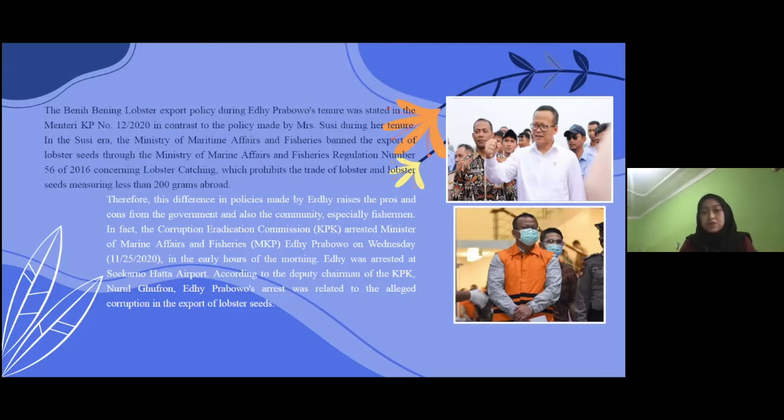KPK Deputy Chairman Nurul Gufron stated that Edi Prabowo's arrest was related to alleged corruption in the export of lobster seeds. So, seeing the corruption case committed by Edi, the minister who legalized and changed the policy about export of lobster seeds, makes us even more convinced that changing the policies previously made by Mrs. Susi will not be for the better.